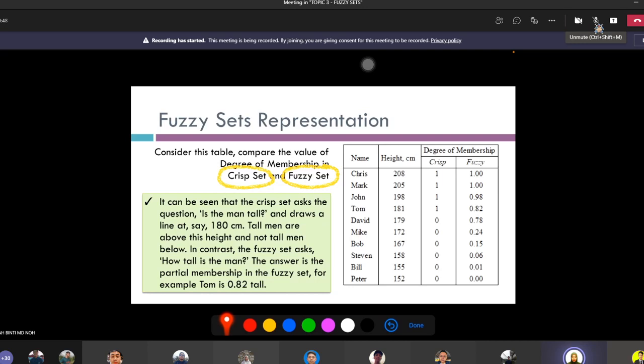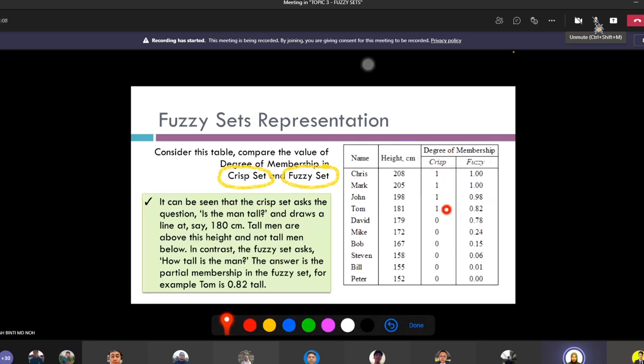Okay, so this is a fuzzy set. Fuzzy set representation, contoh yang kita tengok kat sini, this is a table. Dalam table ni ada list of people. Okay, each person has their own height. So kita nak tahu adakah dia belongs to a tall set or not. Okay, contohnya table ni adalah untuk orang yang tall.